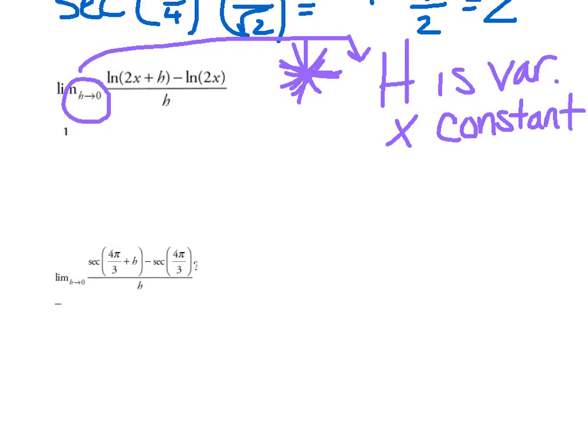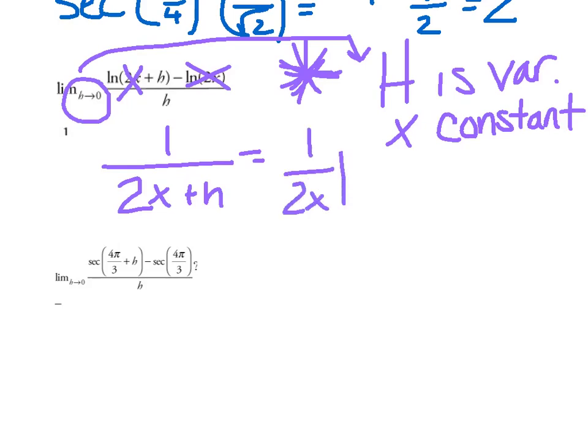So when I plug 0 in, I get the ln of 2x minus the ln of 2x over h. There's my 0 over 0. So I'm going to use L'Hopital's rule, but keep in mind, h is the variable, x is the constant. So right away, I'm going to cross this off because I know its derivative is going to be 0, since x is a constant. So the derivative of an ln is du over u. My u is 2x plus h. The derivative, remember this is a constant, so the derivative of h is just 1, and then of course all over 1. Now I can plug in h approaches 0, and I get 1 over 2x.